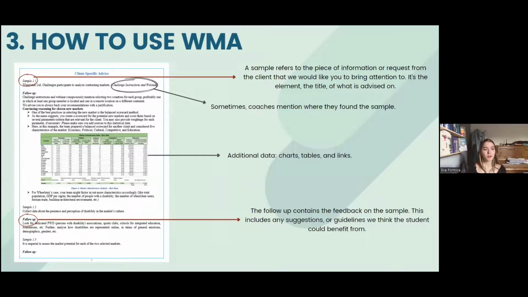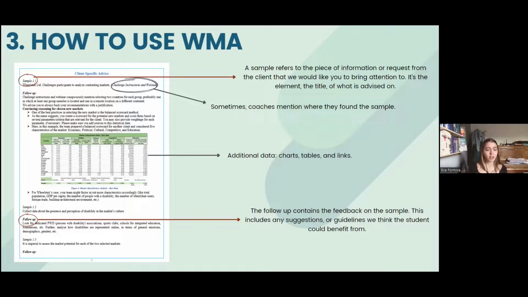Okay, so now we are going to see how to use the WMA and how they are structured. There are two main parts in the WMA: the samples and the follow-ups. The sample is basically the piece of information, the request that coaches would like you to bring attention to, because maybe it's something important in your report, like the choice of the new market, the SWOT analysis, etc. Or it could be something that the clients would like to find in your report, and that is important. So yeah, those are the samples.